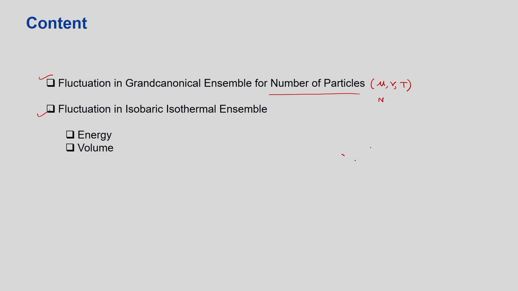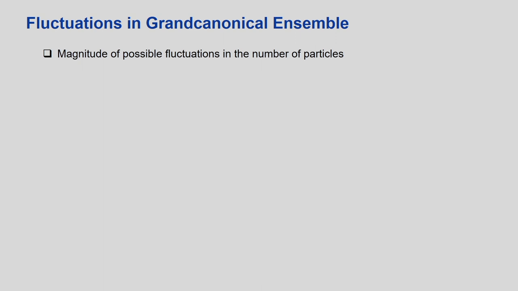Same way in the isobaric isothermal ensemble, since here N, P, T is constant, the number of particles, pressure and temperature, which are the two things which will vary? It will be the energy and the volume. So we will see in each case what the fluctuation of these properties is like and how it is related to the number of particles. We first start with the magnitude of possible fluctuation in the number of particles.